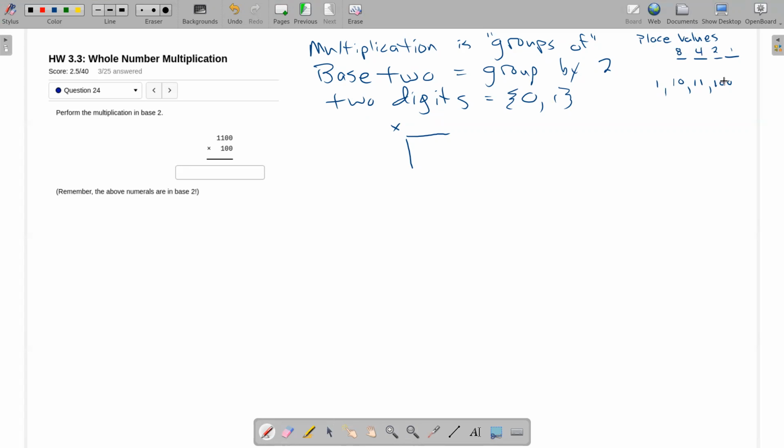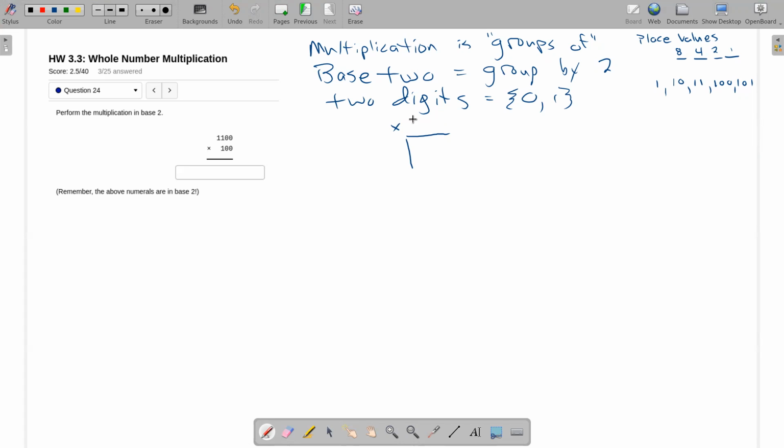So if I write 1, 0, 0, that means one group of 4, no 2s, no 1s. 1, 0, 1 would be a group of 4 and a 1. So that should be 5 right there. 1, 2, 3, 4, 5. So I just want to remind you about base 2 here before we proceed.